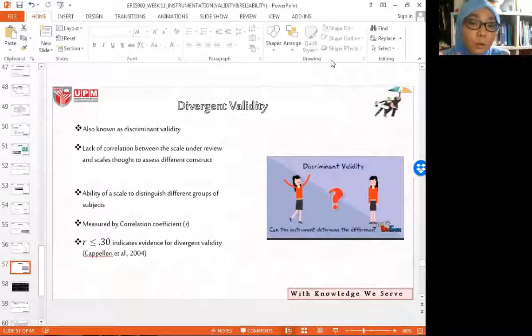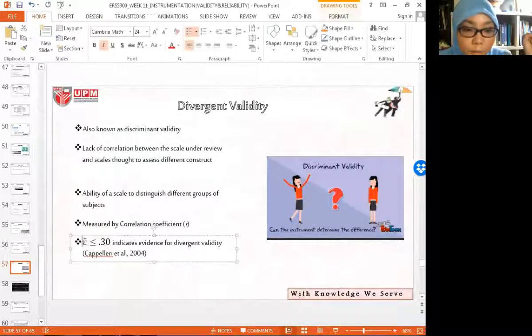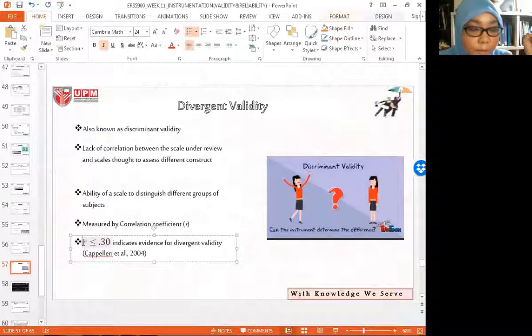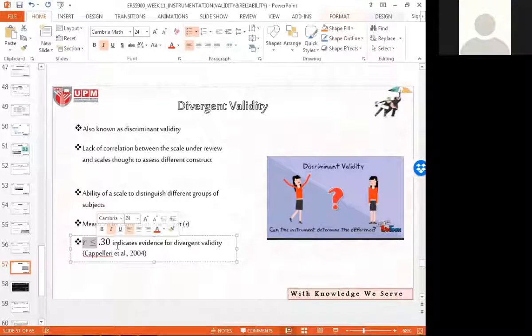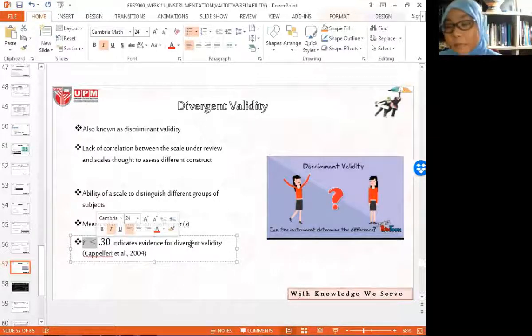For example, you try to correlate two variables that you have in your study, job performance and job turnover. You have two instruments, one on job performance and one on turnover, and you try to correlate them. If the correlation coefficient value that you have is less than or equal to 0.3, it indicates evidence of divergent validity. If the correlation value is 0.3 and below, it means yes, the two are different, IV and DV.